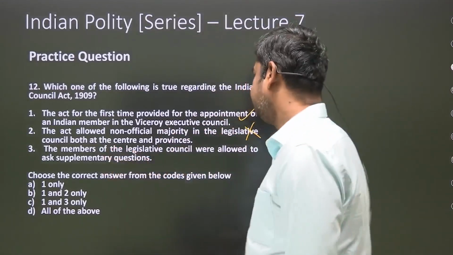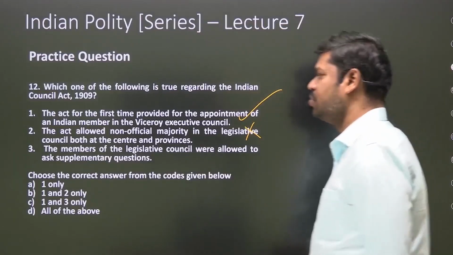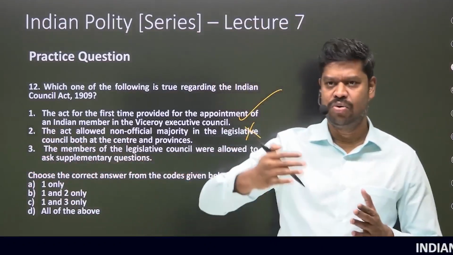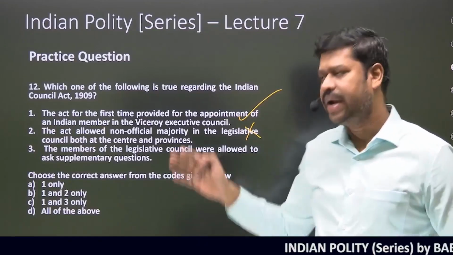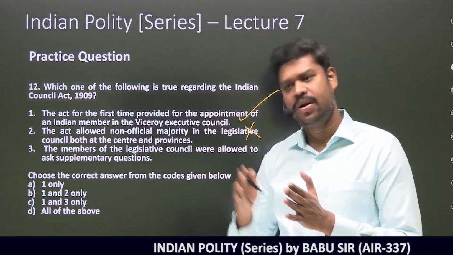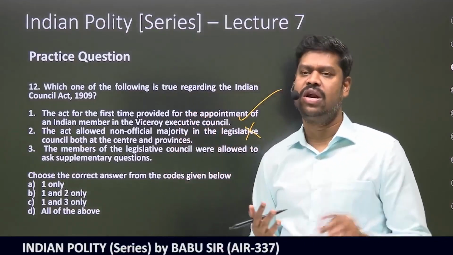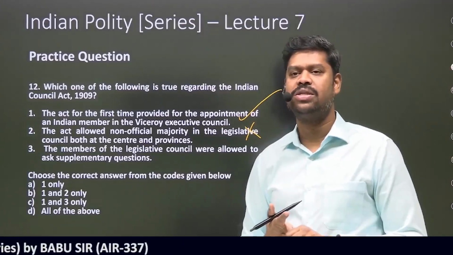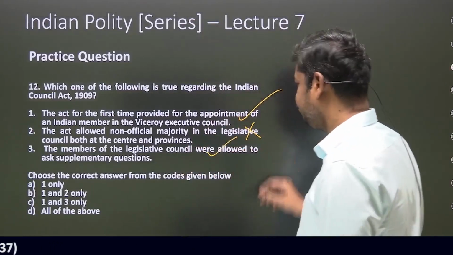Statement number 3. The members of the legislative council were allowed to ask supplementary questions. Over a period of time, the legislative council became more representative and a little bit more democratic as it progressed. So by the time of the Indian Council Act 1909, the members in the council were allowed to ask supplementary questions. They were allowed to discuss the budget. They were allowed to ask questions on matters of urgent importance, and as a follow-up, they could also ask supplementary questions. So this is also true.